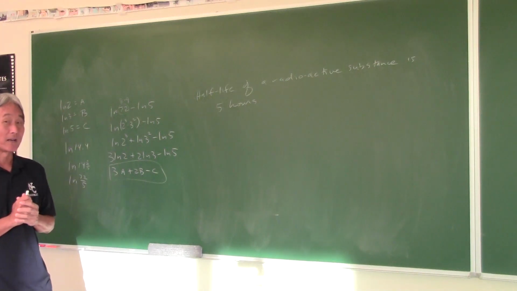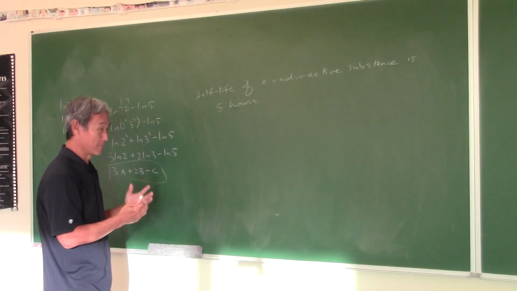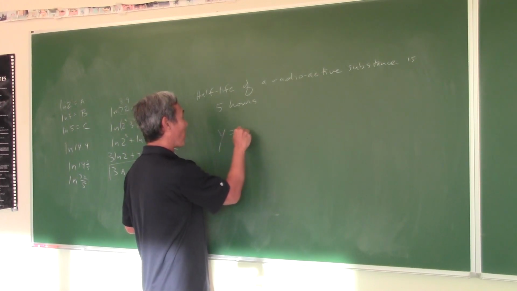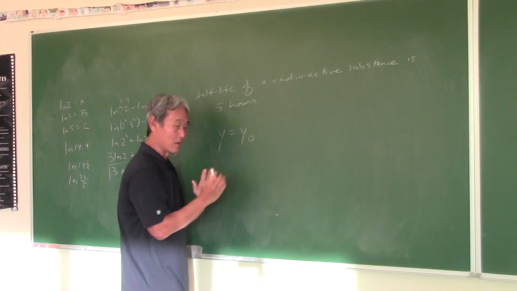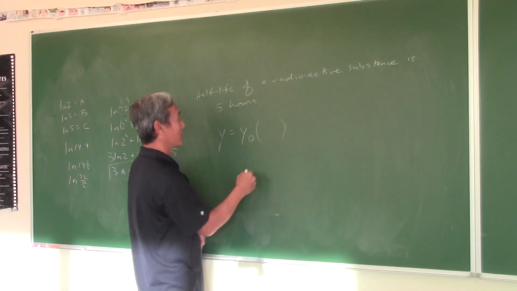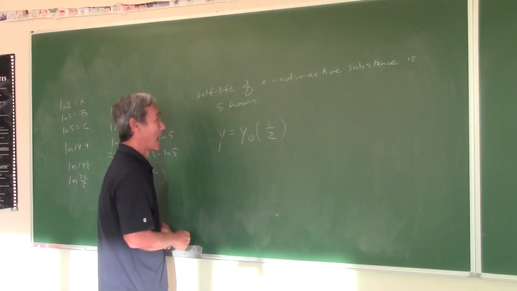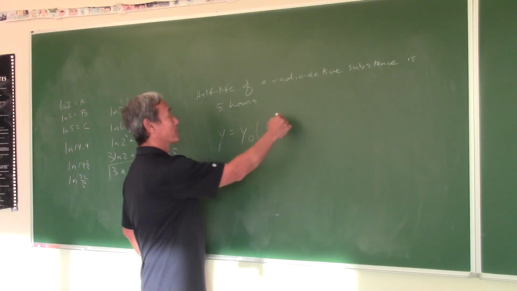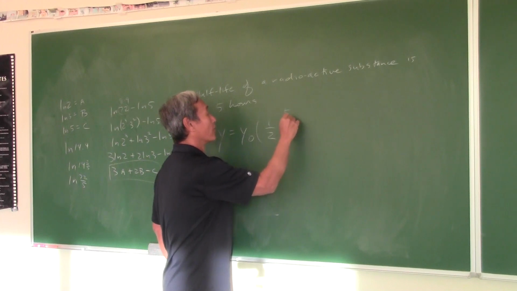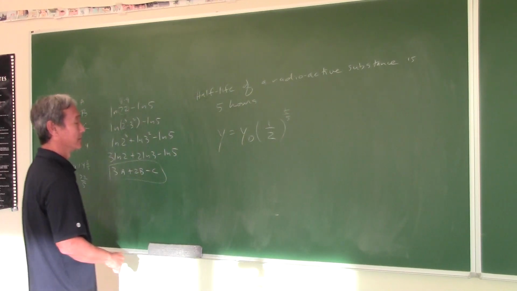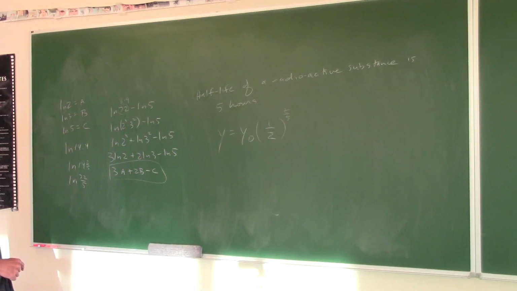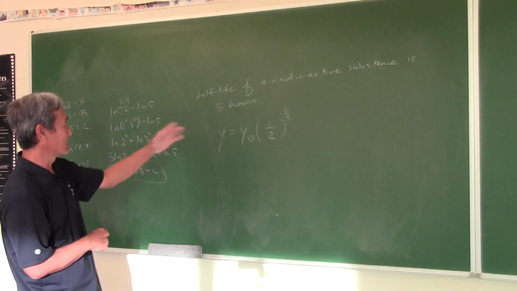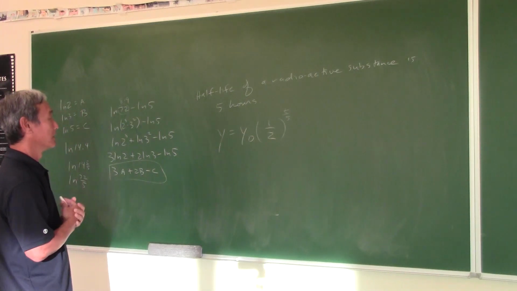Now, we should be able to write an exponential function for this, right? SAT, PSAT, ACT, you gotta be able to do it. So Y equal Y naught, remember Y naught is the initial amount that you have. And since we're talking about a half-life, that's a 1/2. And if it takes 5 hours for the amount to decay to 1/2, then what do I put here? T over 5. Okay, so if the half-life of a radioactive substance is 5 hours, I write this exponential function here.